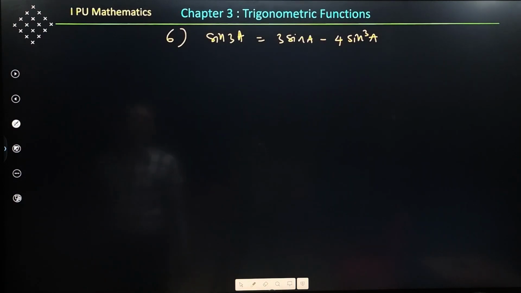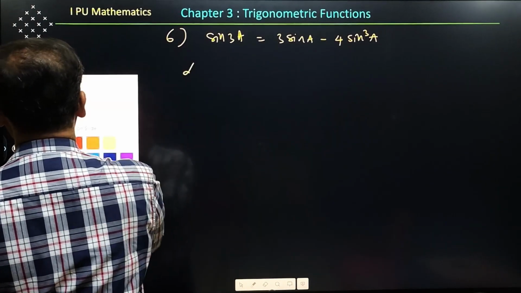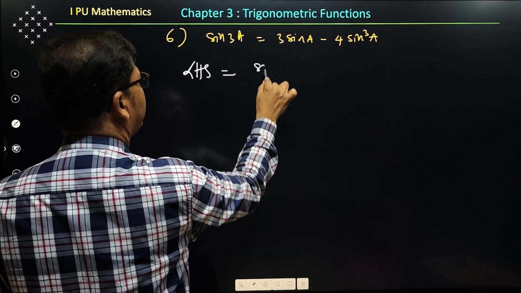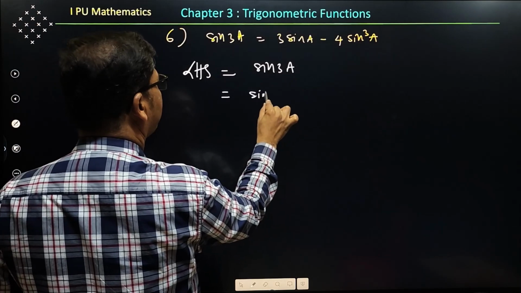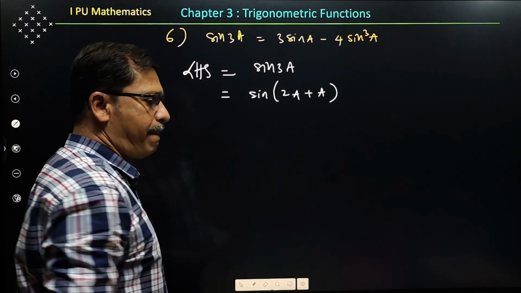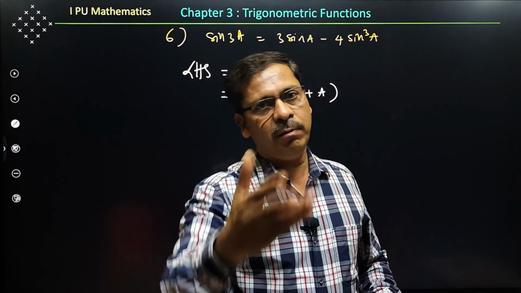There is no shortcut at all. Now let me take into consideration the LHS part. The left hand side part of this is sin 3a. This can be written as sin of 2a plus a. 3a can be split as 2a plus a. Now it has been split as a compound angle.